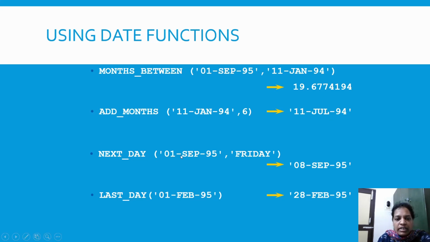Next day: this is the date given, the Friday, that will be 8th September 95, the next day. Okay. Last day: see February, 1st February 95, its last day will be 28th February. This will be the result.